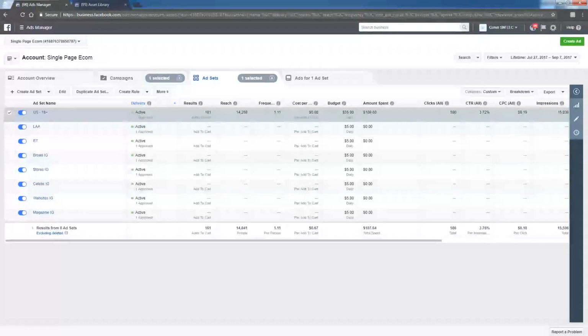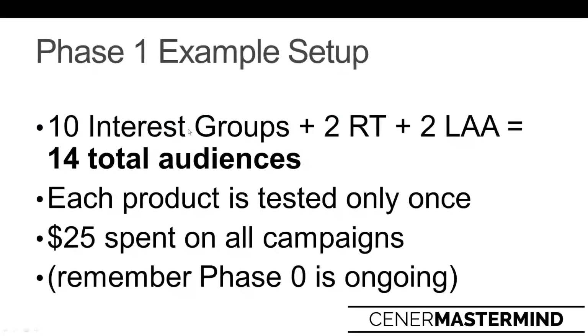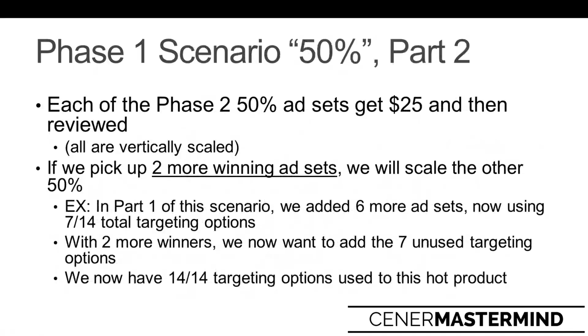So let me bring up this slide because I see this question specific to this slide. Okay. So on the 50%, right? Which 7 are you going to pick, or which 50% are you going to pick? You're going to pick your best interest groups, okay?